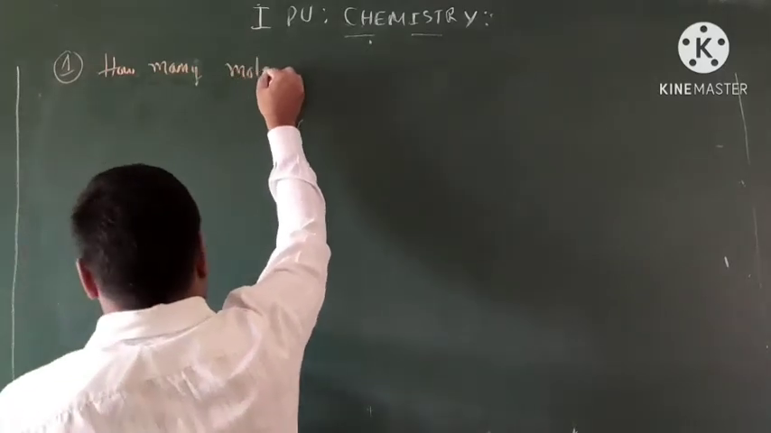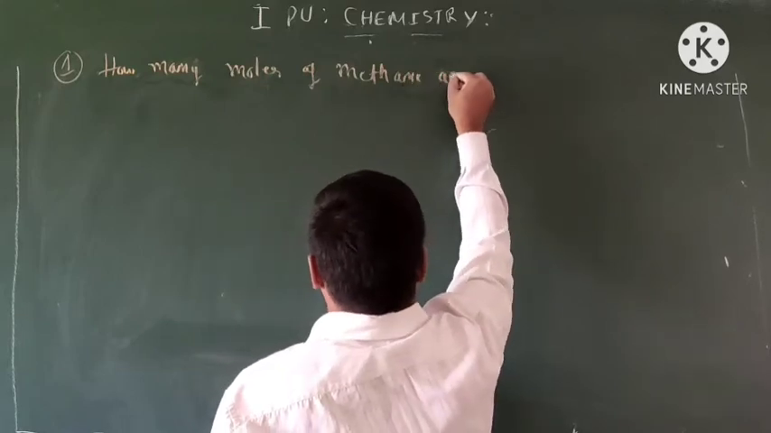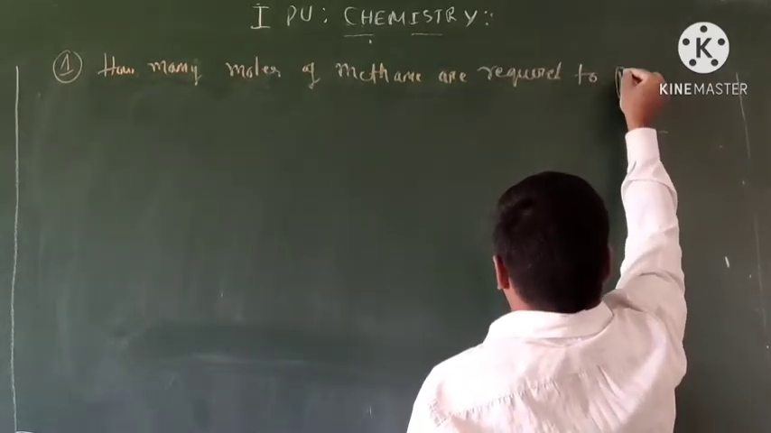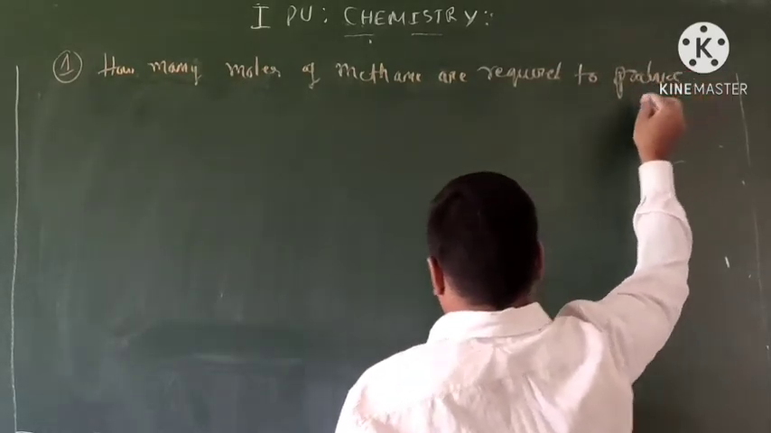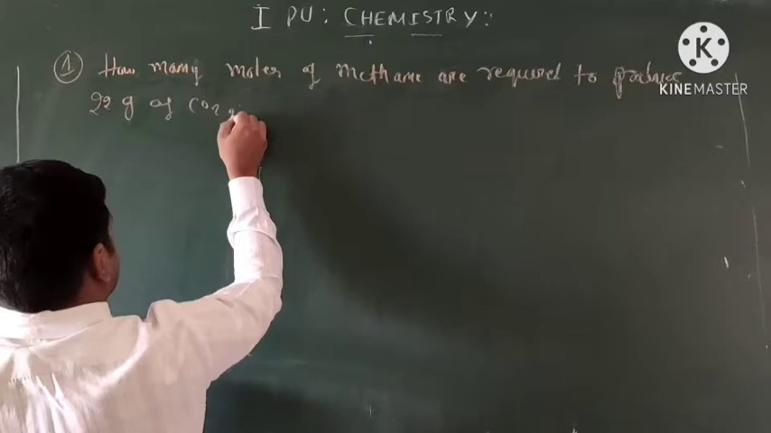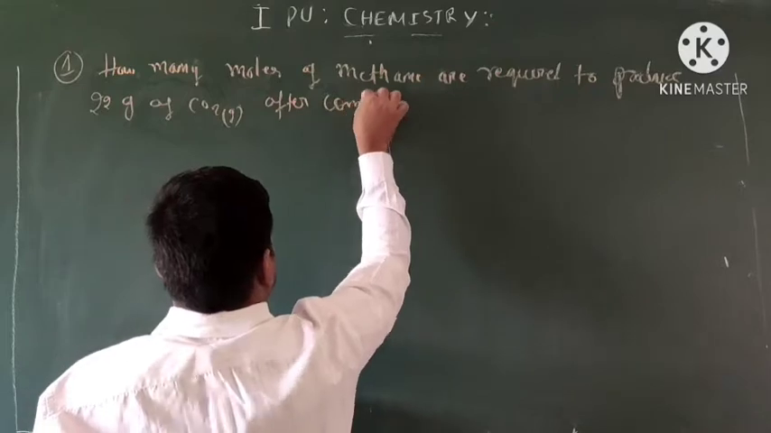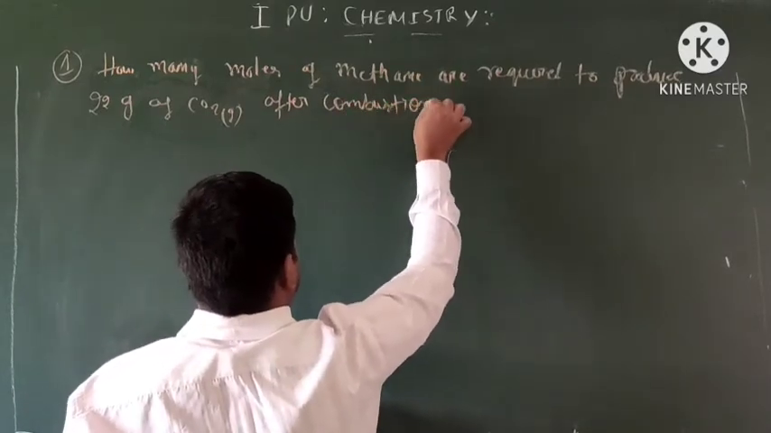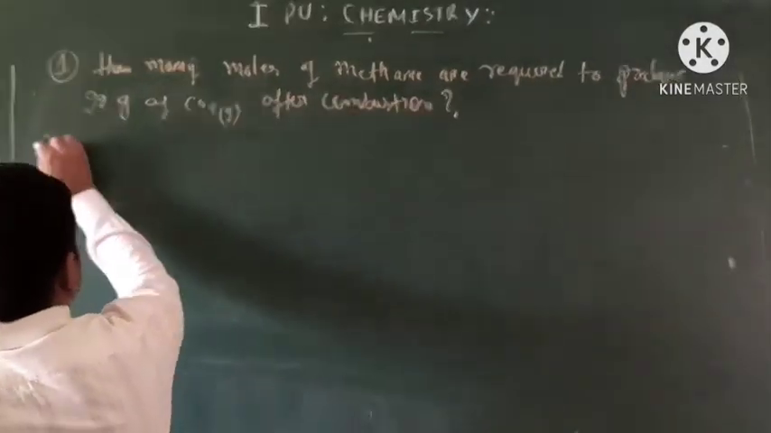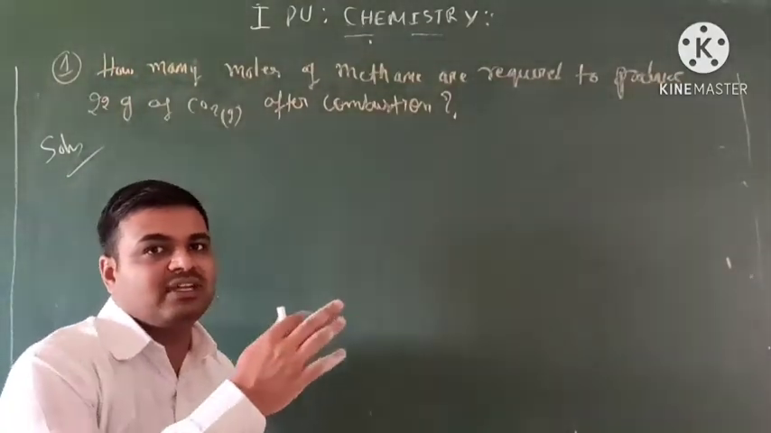How many moles of methane are required to produce 22 gram of carbon dioxide after combustion, that is, after the reaction? Okay, so this is a question. Read the question at least 2 or 3 times carefully.